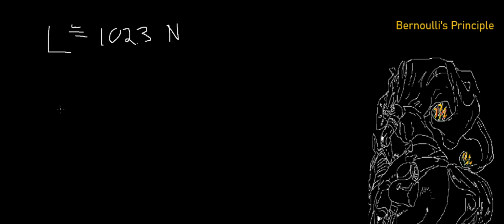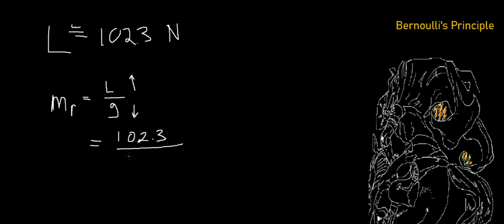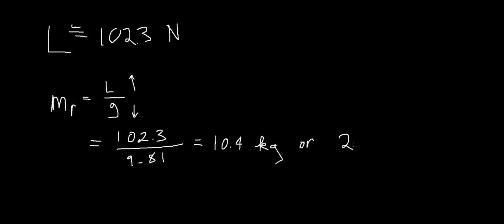So we can actually figure out how much his mass was quote unquote reduced by simply using this formula. The lift is the force up, gravity is the force down. You just divide the two. So he reduced his mass effectively by 10.4 kilograms, or about 23 pounds.